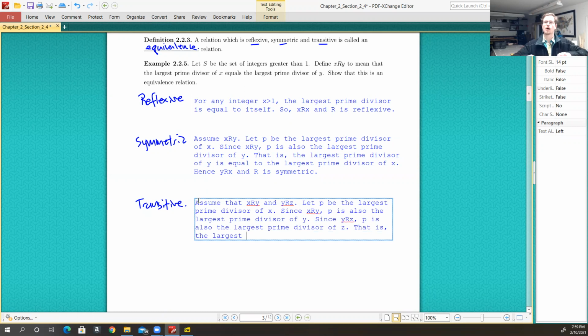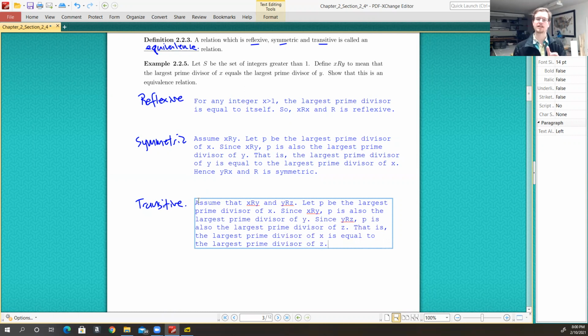What we want to say now is the condition that's needed for x to be related to z. So we know that they have the same largest prime divisor. Now I just want to make it explicit that they have the same largest prime divisor. So that is, the largest prime divisor of x is equal to the largest prime divisor of z.